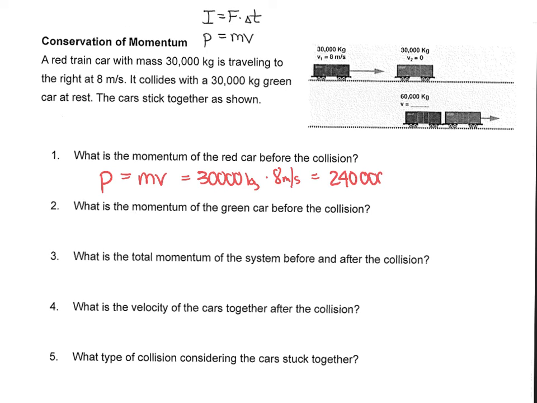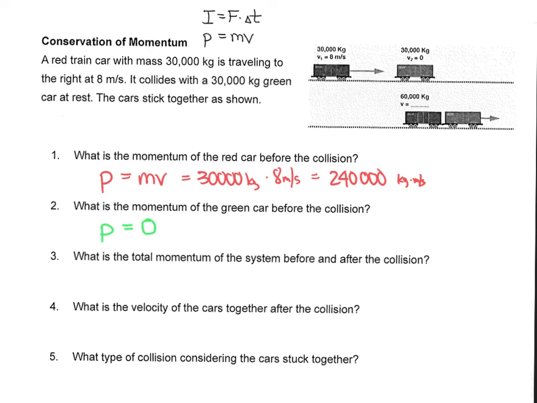240,000 units of momentum, kilogram meters per second. Got it. Pardon me. All right, what's the momentum of the green car before the collision? Hey, it's not moving, and momentum depends on motion, so it is 0.